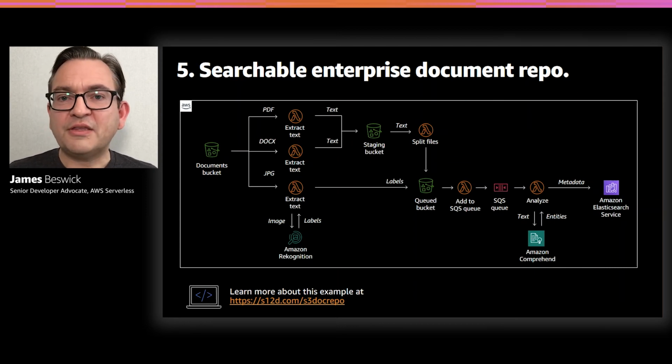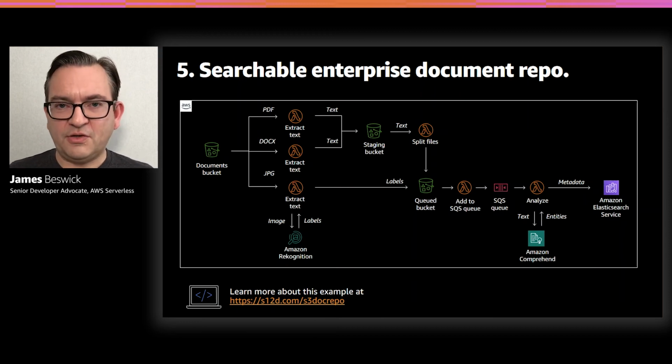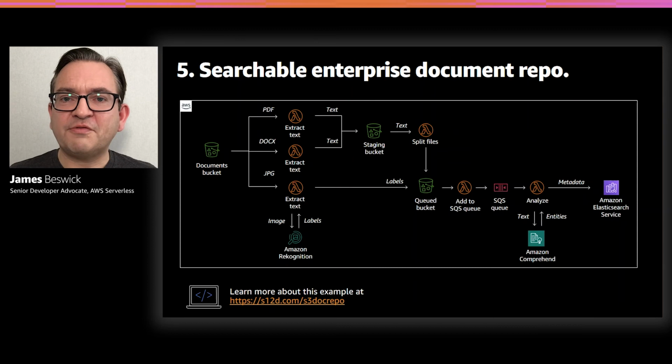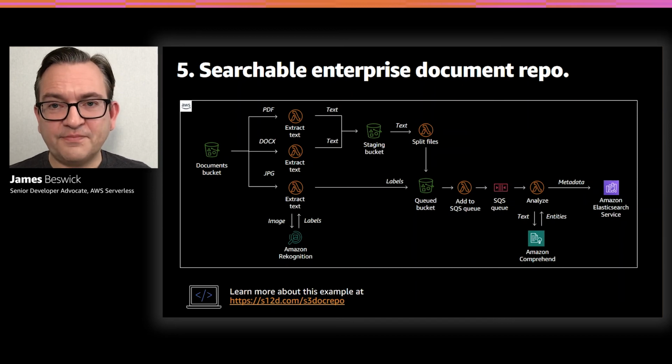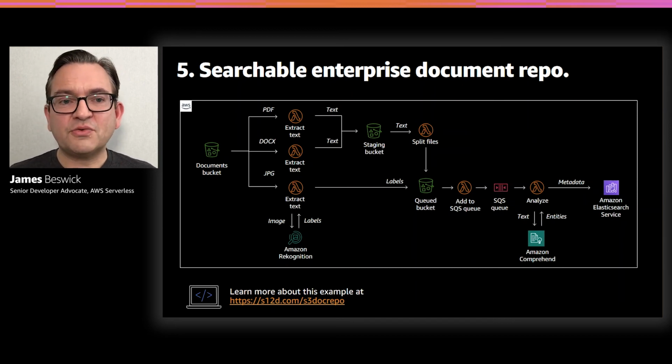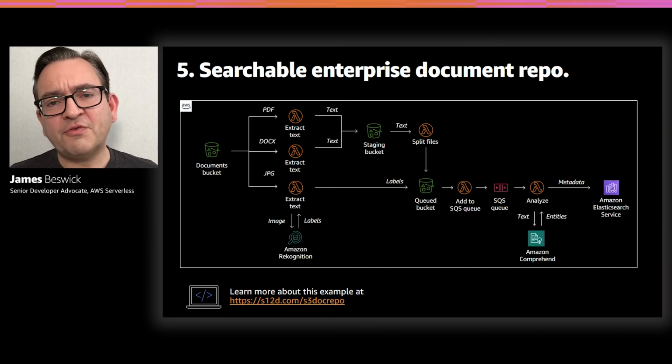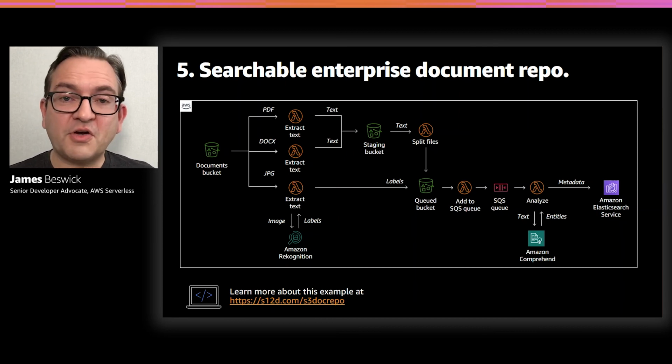When items are stored in the queued bucket, this triggers a Lambda function to add the job to an SQS queue. The analyze function is invoked when there are messages in that SQS queue, and this uses Amazon Comprehend to find entities in the text. This function then finally stores that metadata in the Amazon Elasticsearch Service, and that can help make the indexing data more easily queryable. So this is a highly scalable solution, and it's fairly easy to extend the capabilities for different file formats and for different types of content.